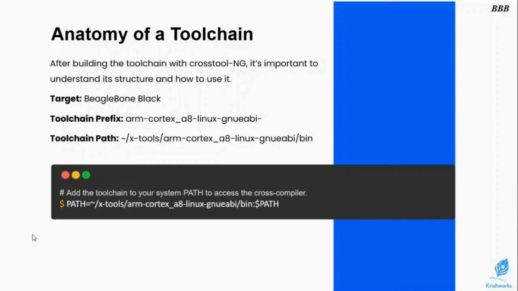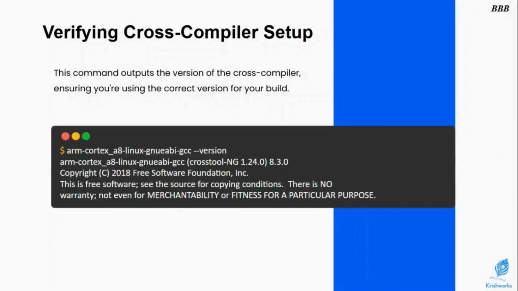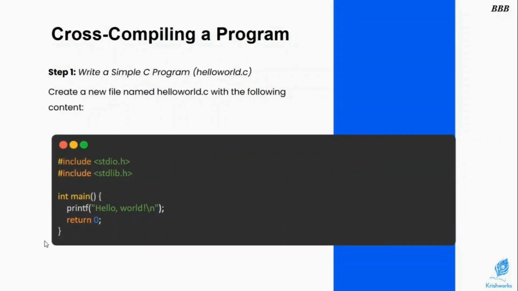Here we are seeing how a toolchain looks after building it with crosstool-NG. In the next slides, we'll see how to use this toolchain with a practical example targeting the BeagleBone Black board. Verifying cross-compiler setup: verify your cross-compiler by running the version command to check the build. And again, you'll see snippets on each slide, so feel free to pause and take a screenshot.